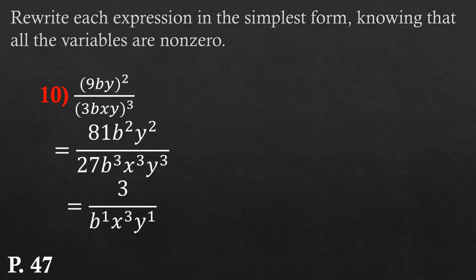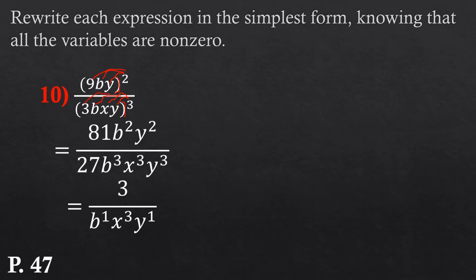Rewrite each expression in the simplest form, knowing that all the variables must be non-zero. Okay, student, so we have exercise number 10: 9b power 2 over 3bxy power 3, all to the power 3. So we give this power to all the variables and all the numbers. Okay, so give 3 to all variables and the numbers too.